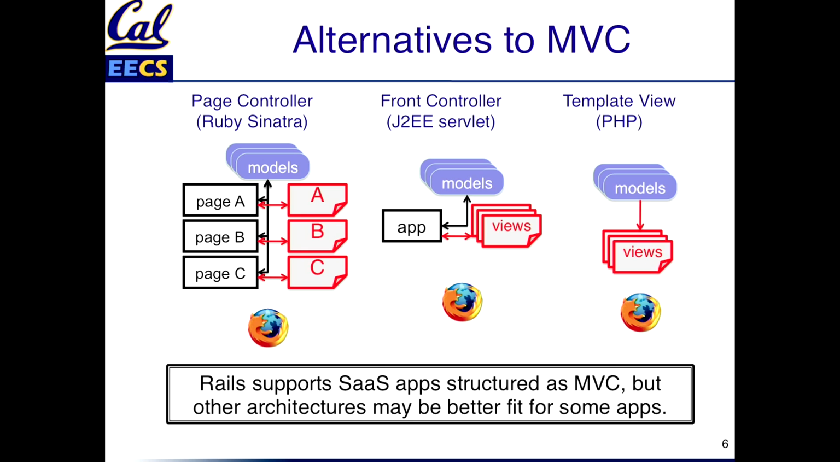So the message here is that architecture is all about making choices. And Rails chooses to support SaaS applications with Model-View-Controller because it turns out that's a really useful way to structure a large variety of SaaS applications. But it doesn't mean it's the only choice. And other architectures might be a better fit for other apps.